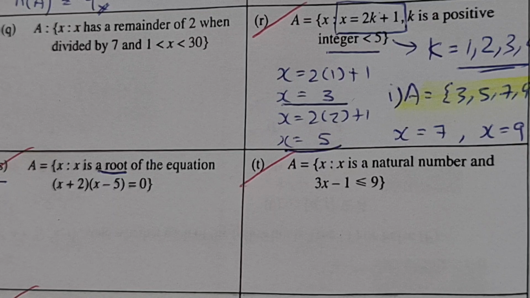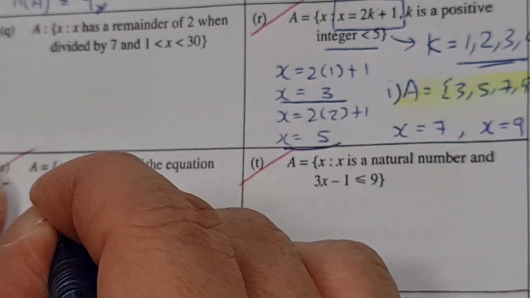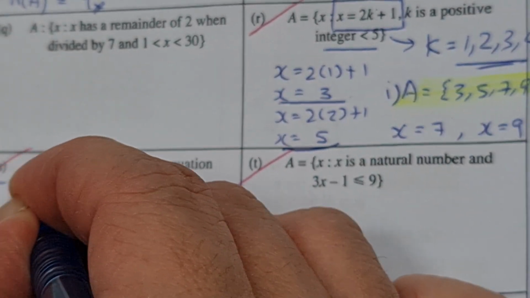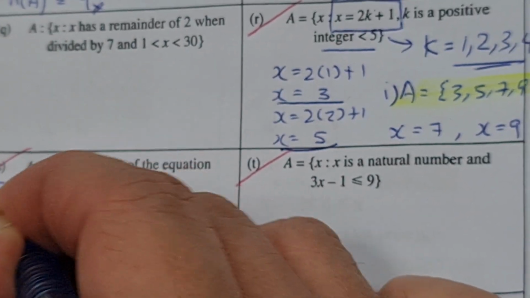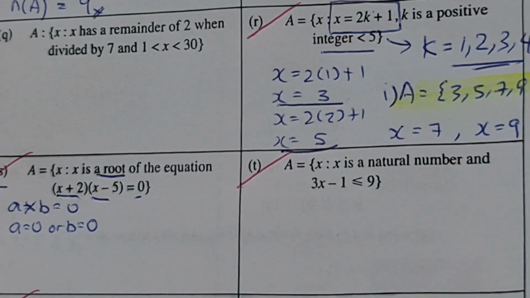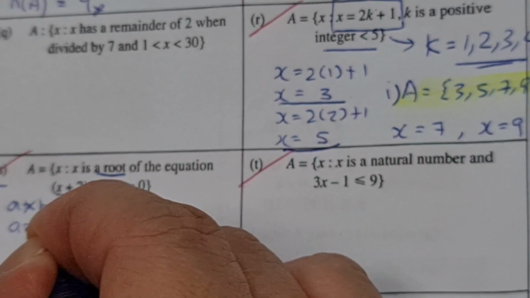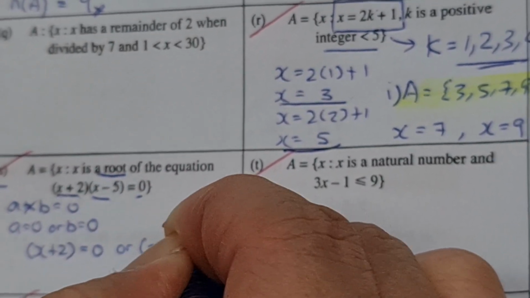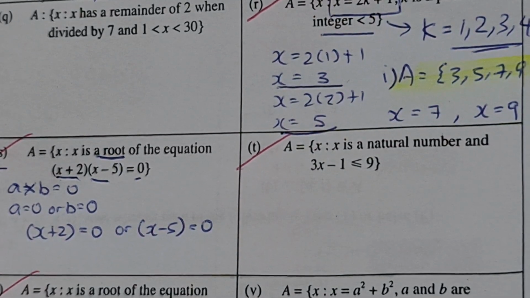If you recall your algebra, this is the zero product rule. Two numbers multiplied together equal 0. Basically, a times b equals 0 means a equals 0 or b equals 0. So in this case, x plus 2 must be equal to 0 or x minus 5 must be equal to 0.